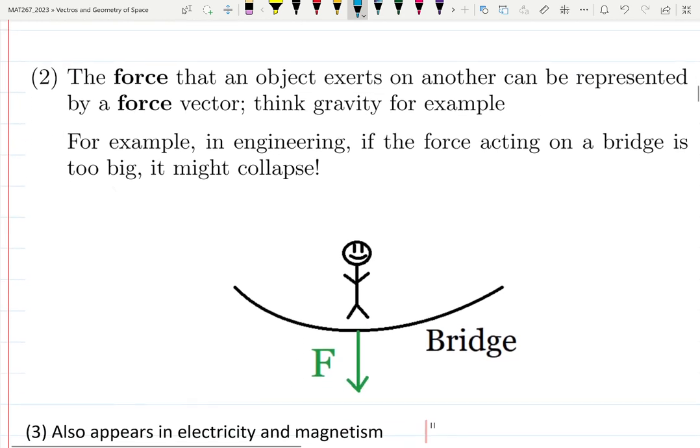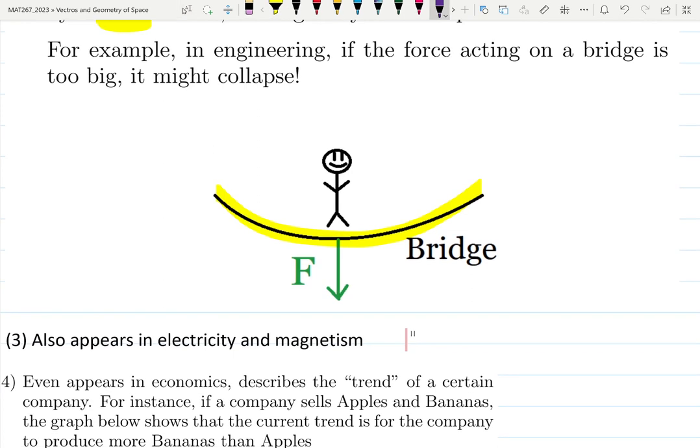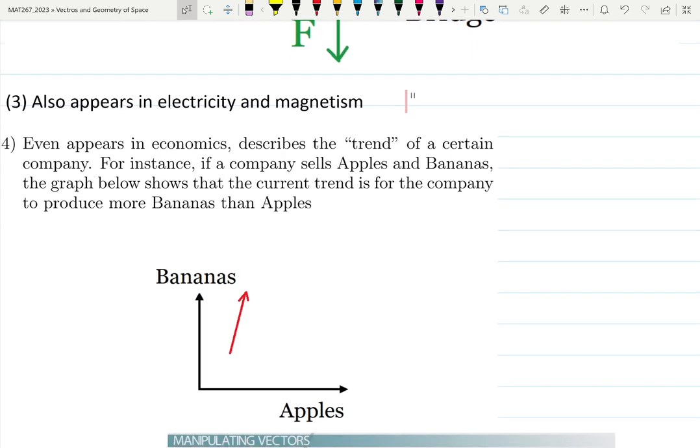Now, the force, of course, the gravitational forces and everything. The force that an object exerts on another can be represented by a force vector because it has a direction. Force has a direction, so it's a vector. Gravity, for example. In engineering, if the force acting on a bridge is too big, the bridge might collapse. When you jump, you're fighting gravity, and actually it goes in the opposite direction. So the magnitude, the strength of your jump, matters. If you jump really high, then it will be good. If you jump a little bit, you'll come back fast. Magnetism and electricity, of course.